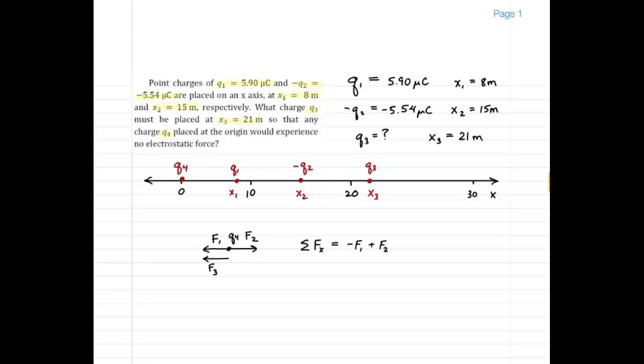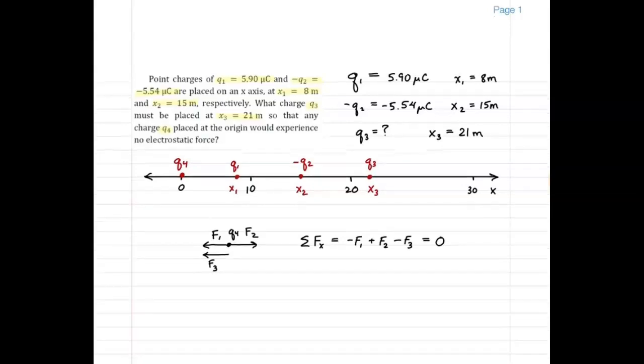F2 is to the right, and then minus F3 since it's to the left, and set it equal to 0. Okay. So far we haven't done anything. This is just a Newton's second law problem. And now we're going to put in what these forces are using the Coulomb force equation.